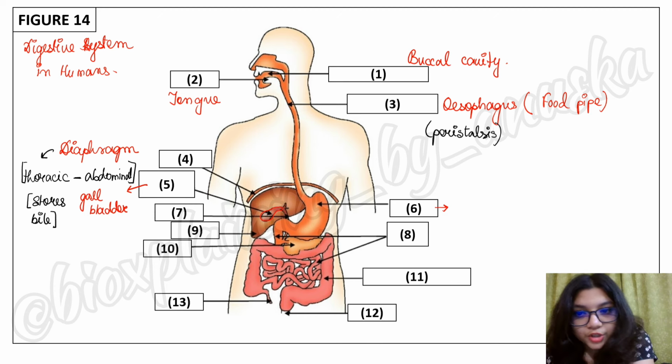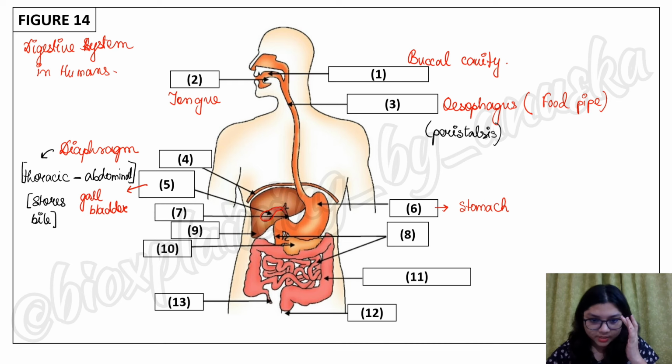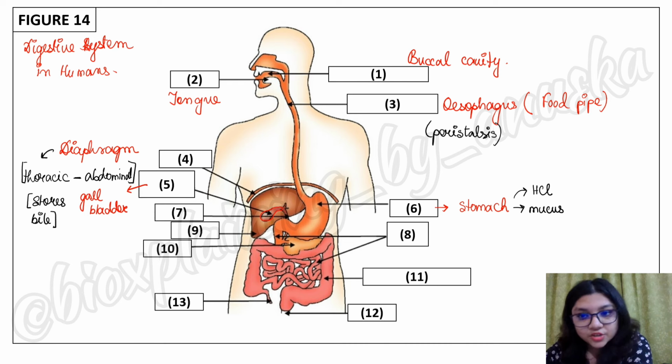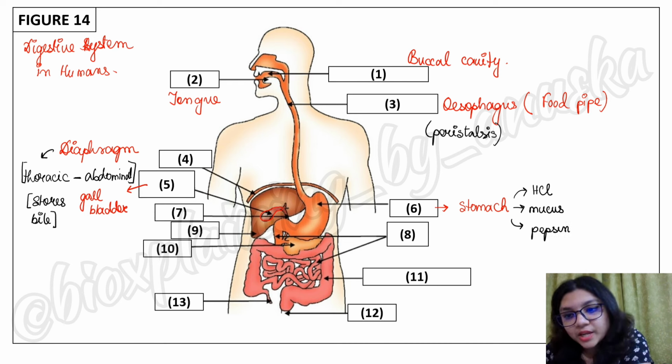Then part number 6 here on the right hand side. Part number 6 shows the stomach. What is the function of the stomach? The stomach will secrete different substances. What are the different substances? One thing it can secrete is concentrated hydrochloric acid. Then the stomach secretes some amount of mucus, and it also secretes enzymes such as pepsin. Okay, so the HCl makes the stomach acidic for food digestion.